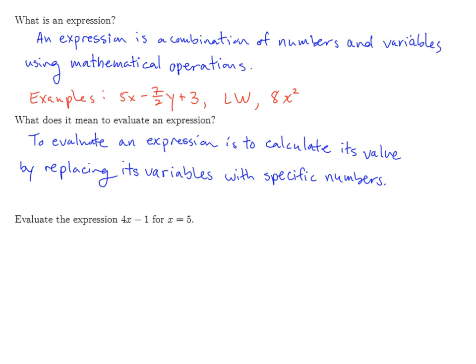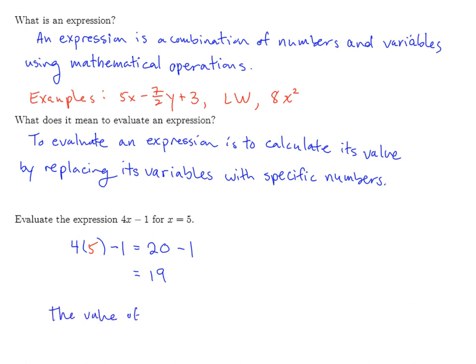So writing this out, 4x minus 1, and I'm going to replace x with 5. So I'll have 4 times 5 minus 1. And now we'll go through and simplify that. 4 times 5 is 20, so I have 20 minus 1, and now subtracting those two, I'm going to get 19.